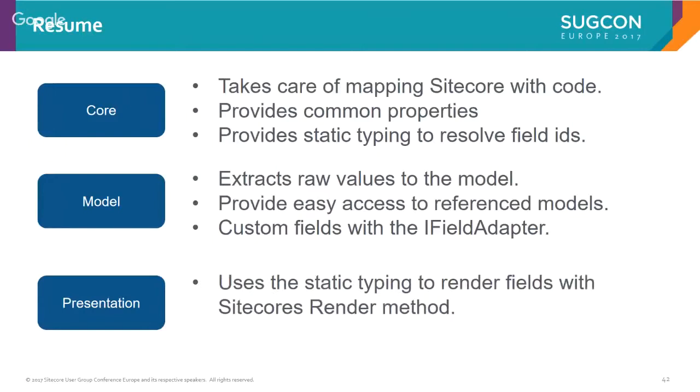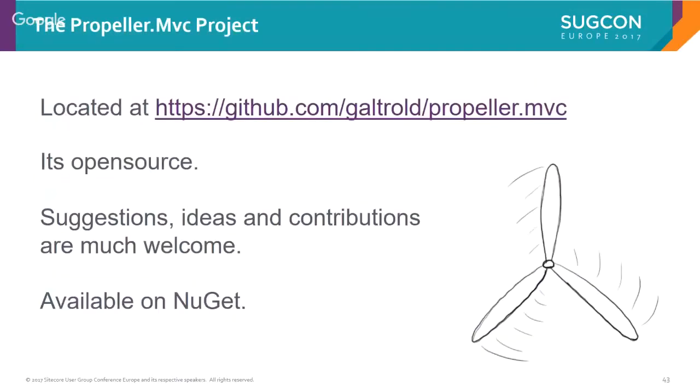And finally, we have the presentation layer, which was all about rendering out HTML. Again, here we use the static typing, so we can get the field that we want to render out. And we have the templating, where we can switch between custom renderings and supporting the experience editor. All this is wrapped up in a project, again, called Propeller Mvc.